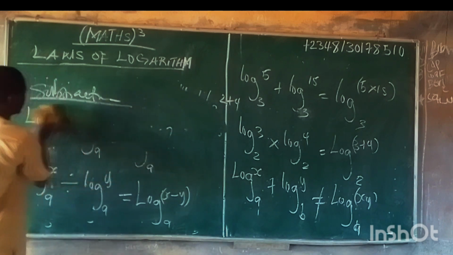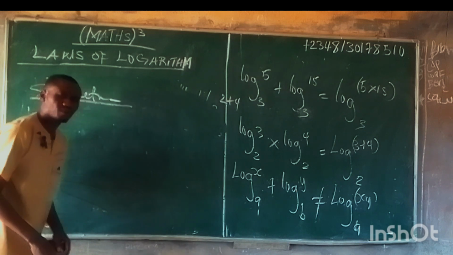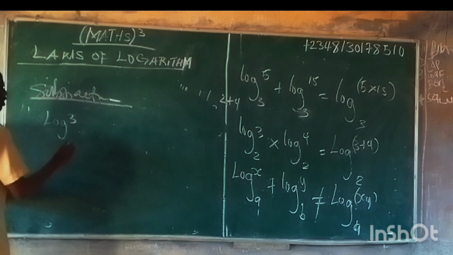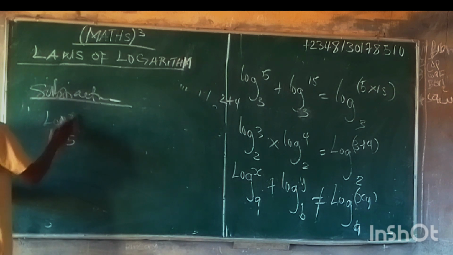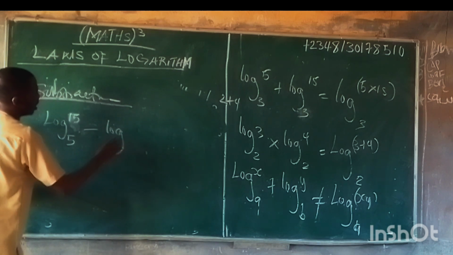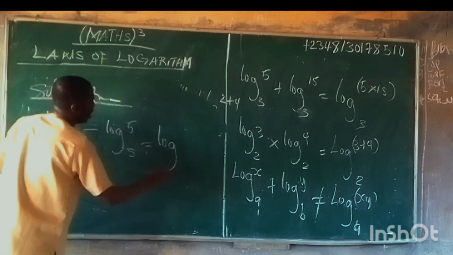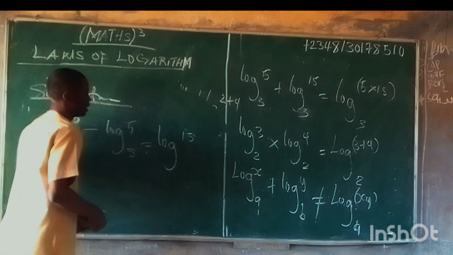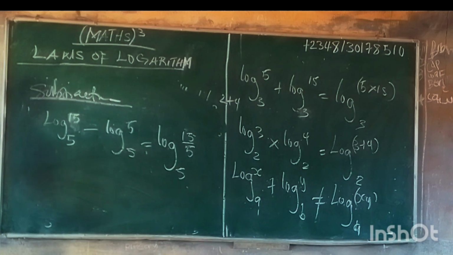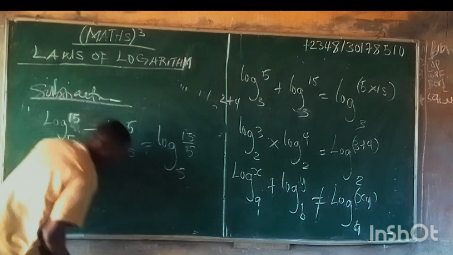Let's do one or two examples. Remember that before this is applicable, the logs must be in the same base. Let's say we have log 15 base 5 minus log 5 base 5. This is the same thing as log 15 divided by 5 base 5. This is practically what they mean by the subtraction rule. When you have a subtraction, you divide. Alright, let's go to the next one.